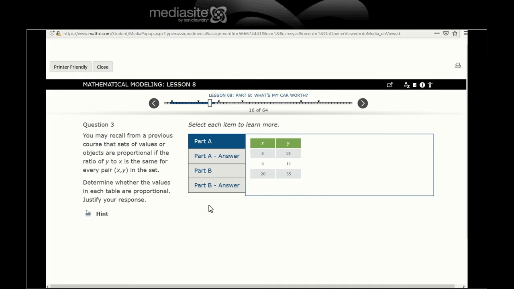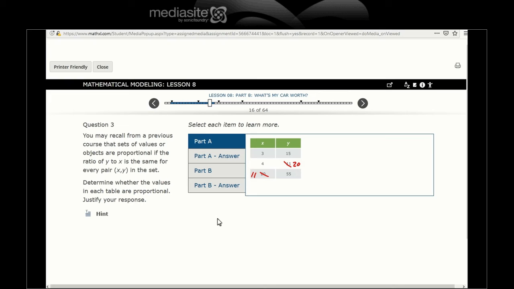There you go. Maybe from a previous course, this sets up a value as proportional. It's the ratio y to x. Okay, now there's a typo here. That should be 20 and that should be 11. I can't quite figure out how to fix that though.